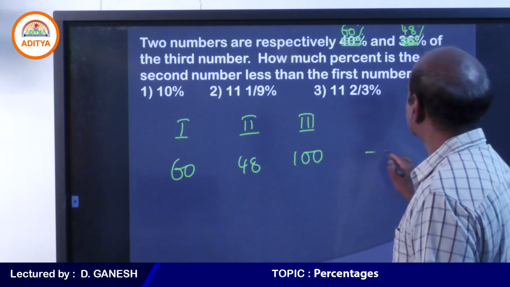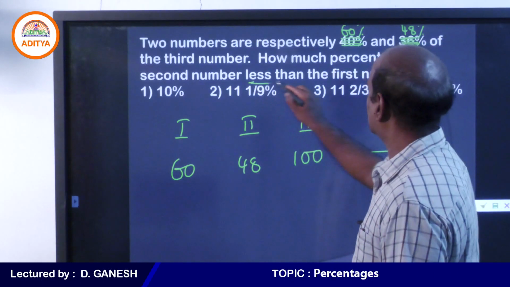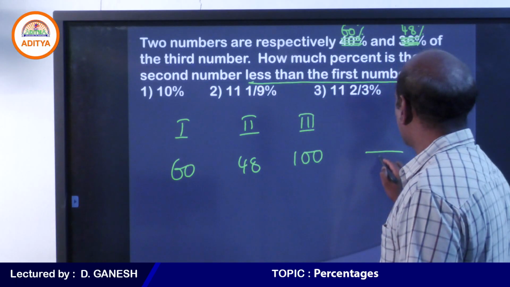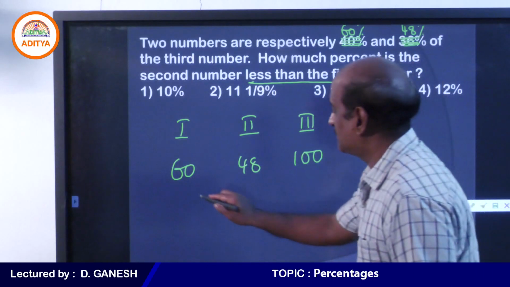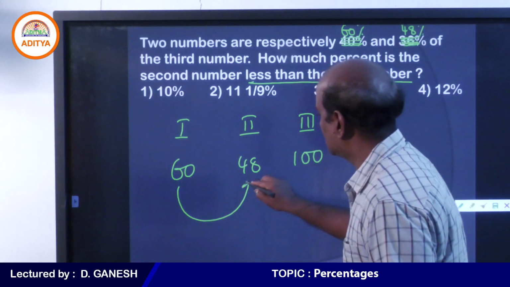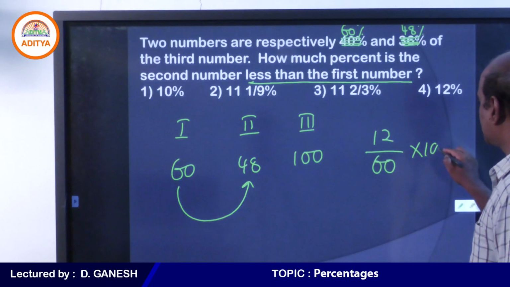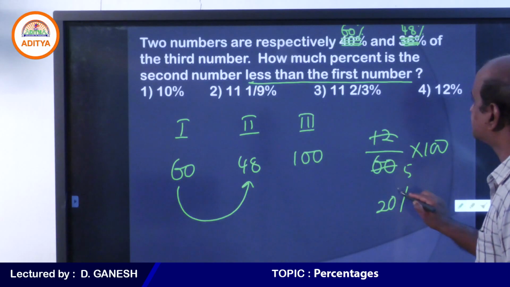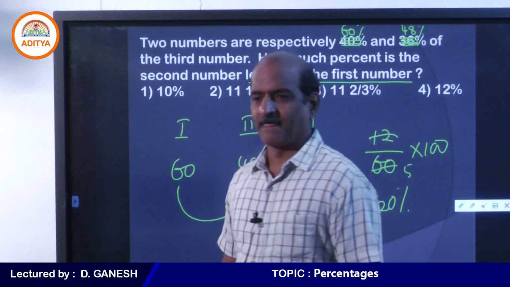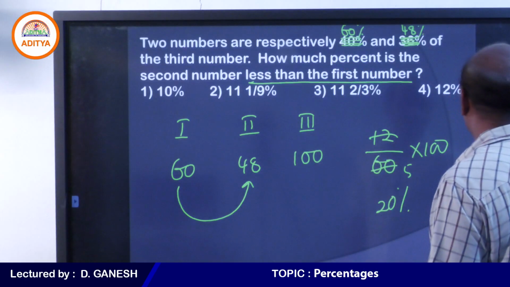Now the question is, how much percent is the second number less than the first number? Therefore, we have to take 60 in the denominator. So, when we compare with 60 in the denominator, the second number is 12 less. Hence, if we convert the same into percentage, your answer will be 20%. Now, I think we can move on to the next model, my dear students, with more perfection.